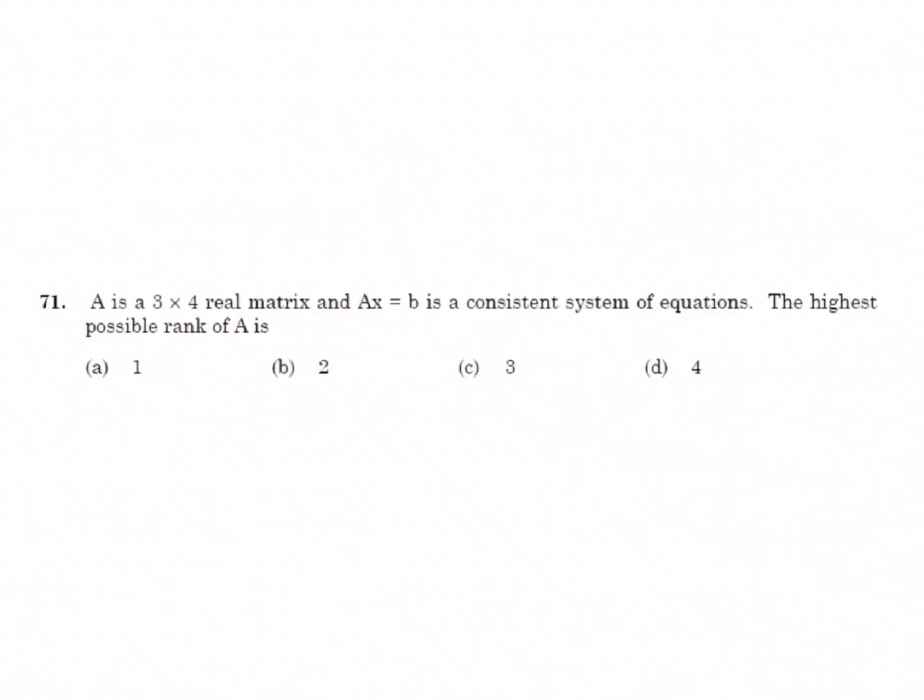A is a 3 cross 4 real matrix and Ax equal to B is a consistent system of equations. The highest possible rank of A is 3, because here the number of rows is 3 and it's consistent. C is your correct answer.